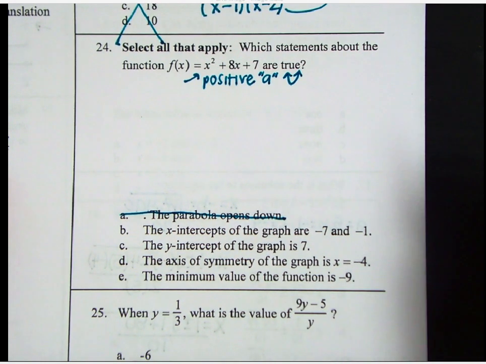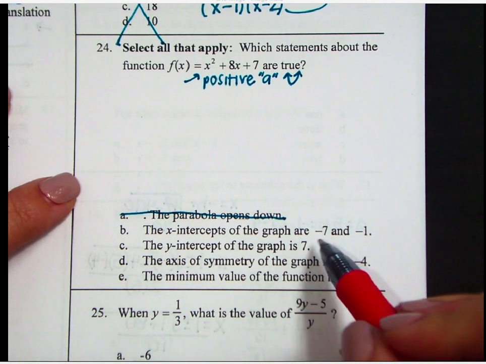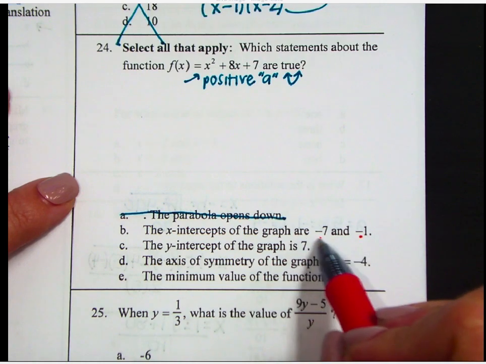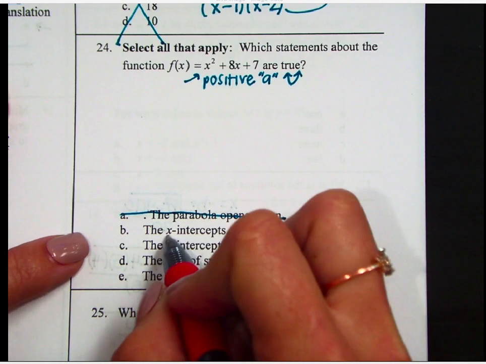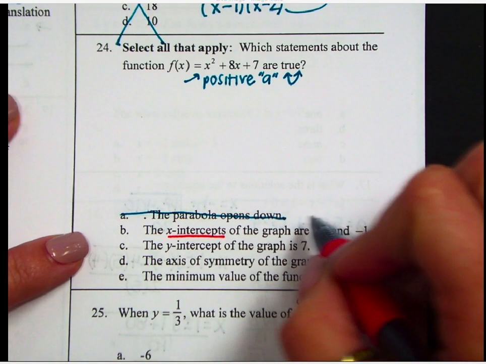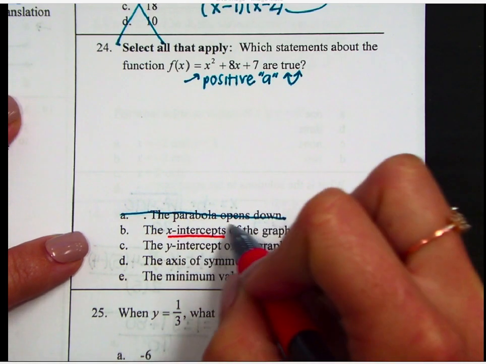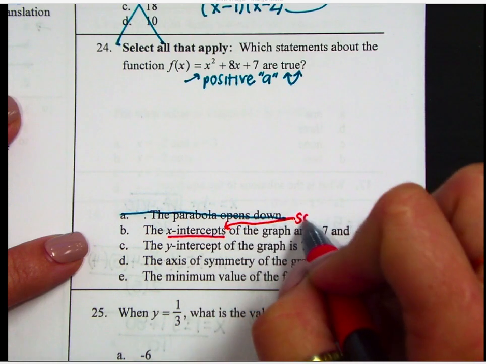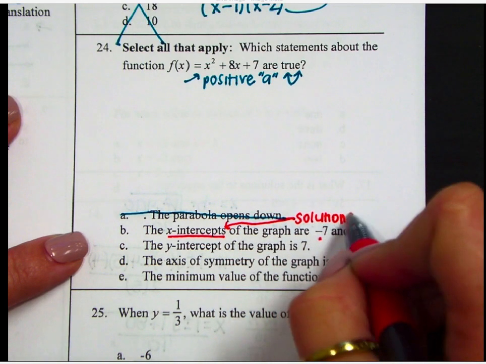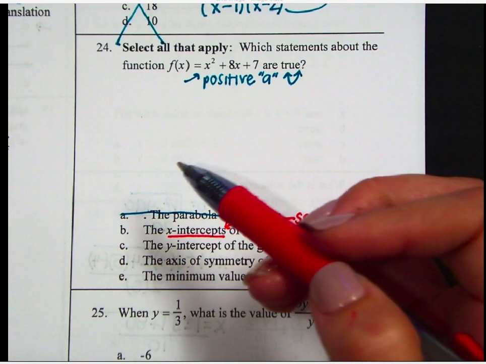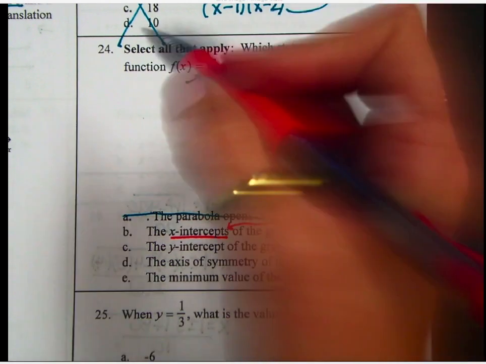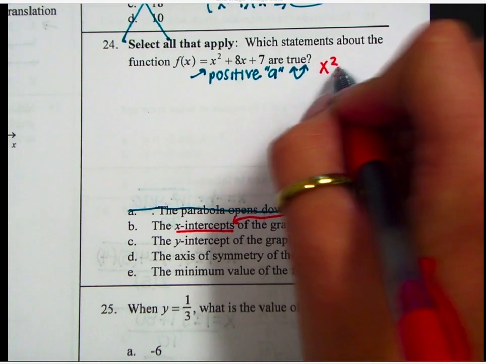The x-intercepts of the graph are negative 7 and negative 1. We don't know just by looking at this. So what we're going to do is remember that x-intercepts also mean solutions. I'm going to go ahead and solve this by factoring, put it in intercept form or factored form. I'll do that work right here.